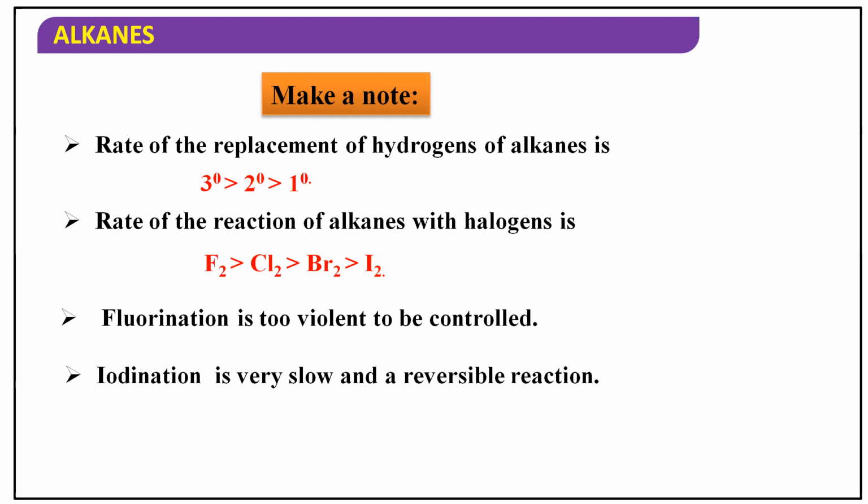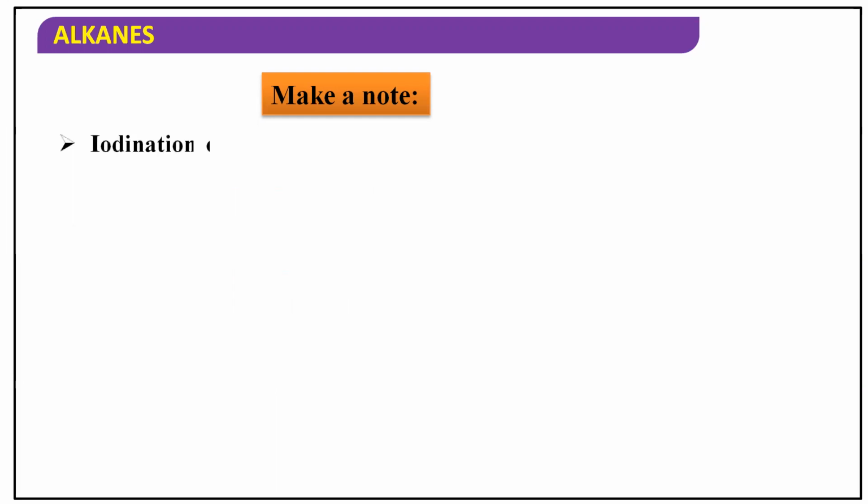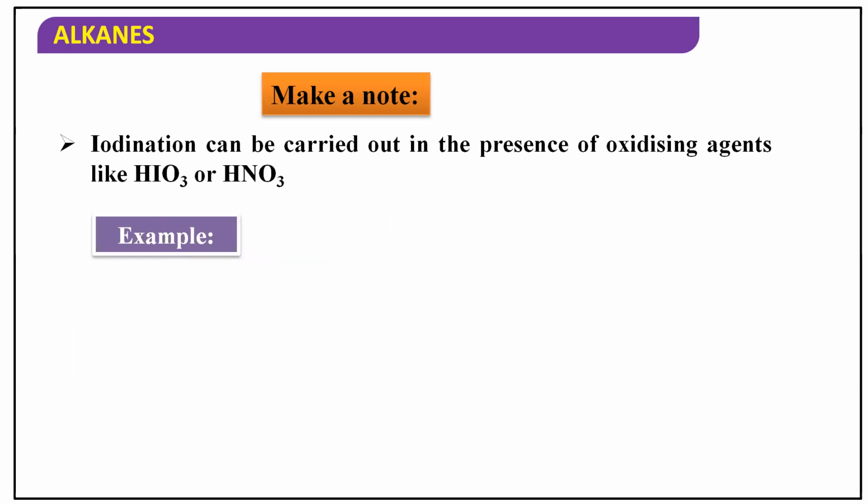Iodination is very slow and a reversible reaction. Iodination can be carried out in the presence of an oxidizing agent like HIO3 or HNO3 to make the rate of reaction better, more faster. Because it is too slow, we can use HIO3 or HNO3.